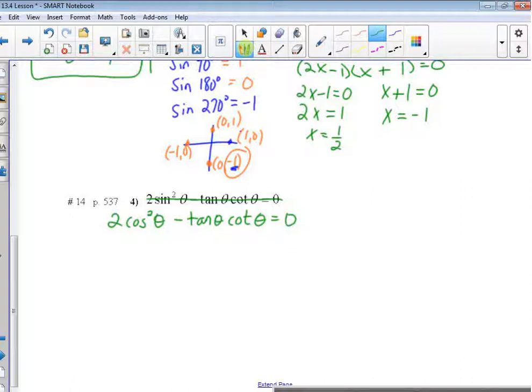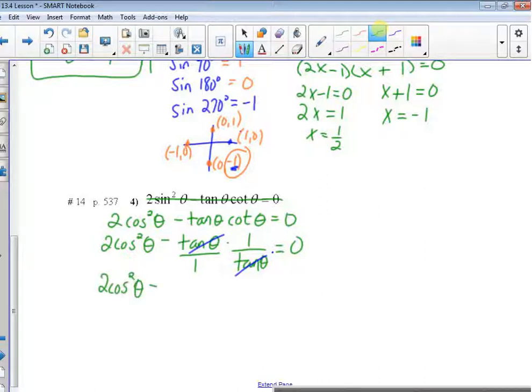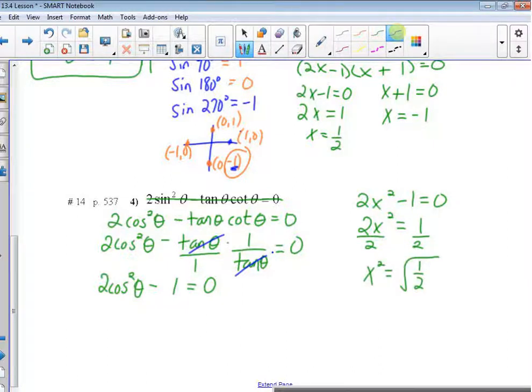Okay, well, if you just leave the cosine squared alone for a second, and convert the cotan to 1 over tan, the tan thetas will cancel. So you're really just looking at 2 cosine squared theta minus 1 equals 0. So you're really just solving 2x squared minus 1 equals 0, which doesn't factor, so you add 1 to both sides, divide by 2, and take the square root. And then that's plus and minus.